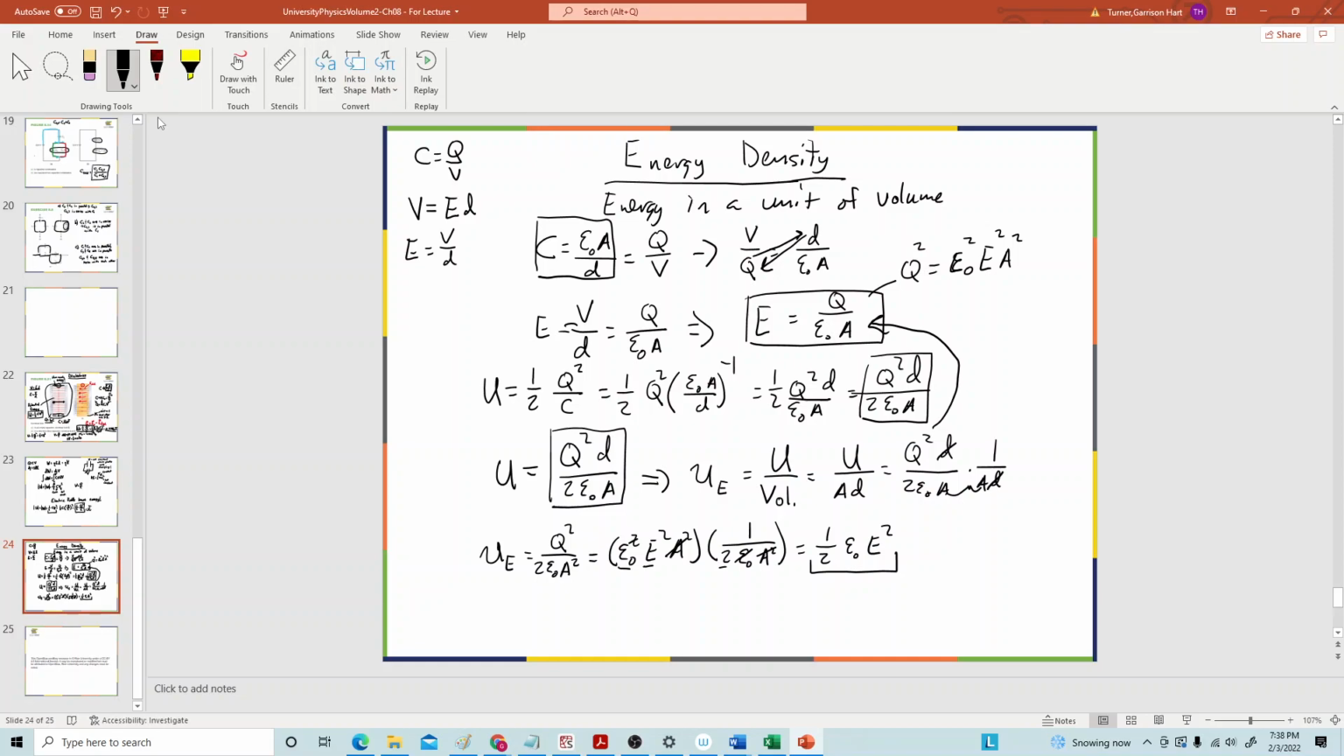And it actually turns out that this particular expression is valid universally anywhere that there are electric fields. Electric fields are carriers of energy. I cannot stress this enough. This is going to become very important down the road. But electric fields carry energy. And the energy density in that field, or the energy per unit volume, is going to be equal to 1/2 epsilon naught E squared.